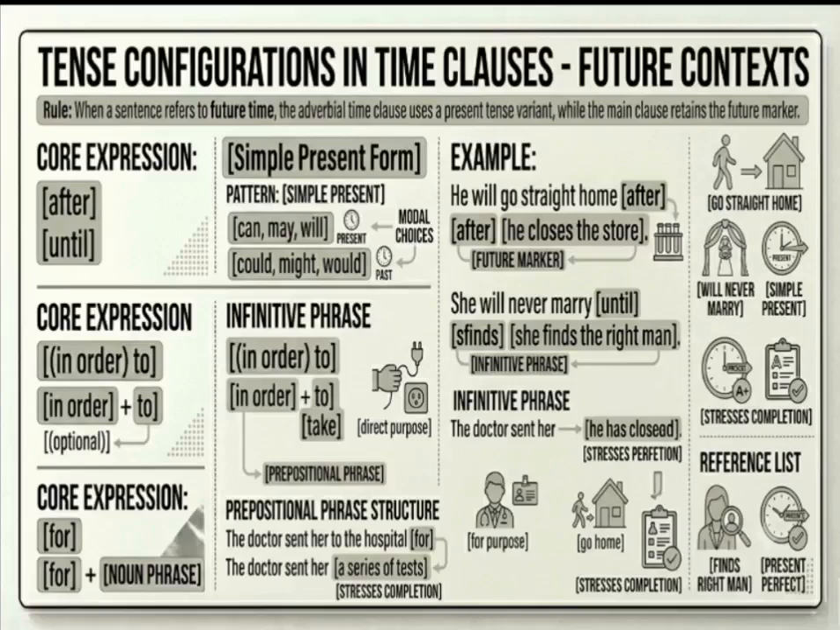Same thing applies to our second example. She will never marry until she finds the right man. Main clause is future, will never marry, but the until clause uses simple present, finds, yes.